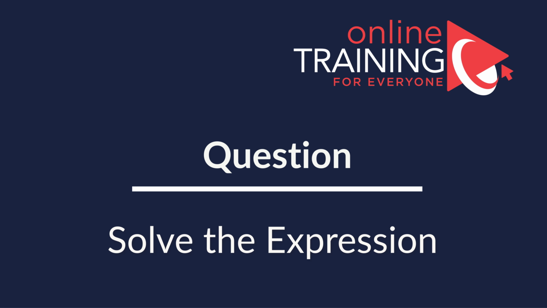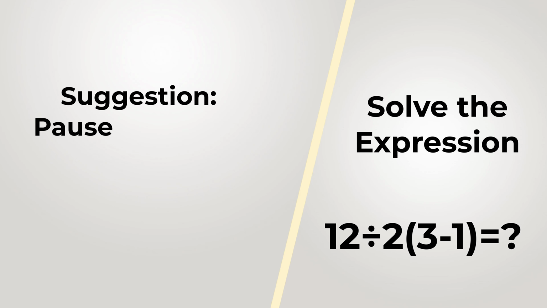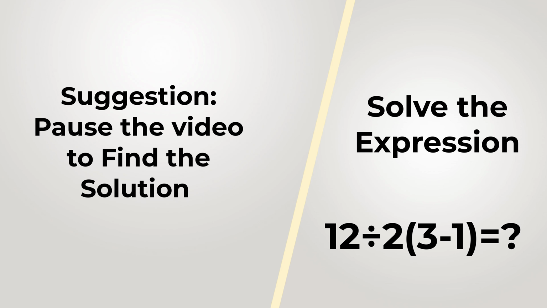Here's the interesting question, which is easy to understand, but at the same time you will have a lot of fun solving it. You need to calculate the simple expression 12 divided by 2 and then multiplied on the value in parentheses, which is 3 minus 1. Take a look closely and see if you can come up with the answer.